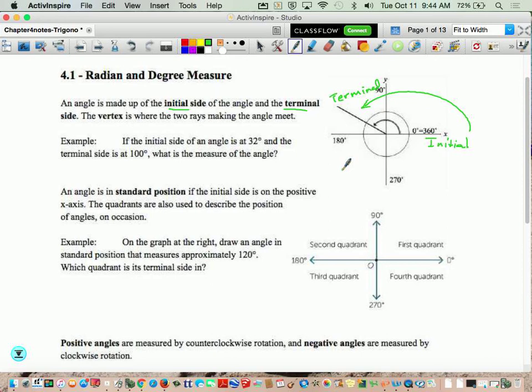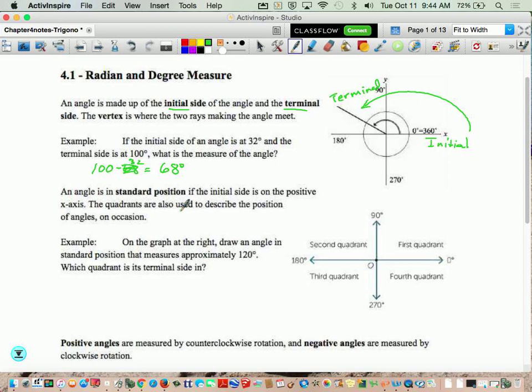that angle open up. So for example, if the initial side of an angle is at 32 degrees and the terminal side is at 100, what is the measure? You can just subtract: 100 minus 32 is equal to 68 degrees. So that shouldn't be too bad.